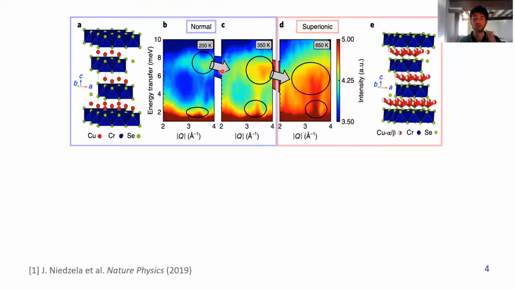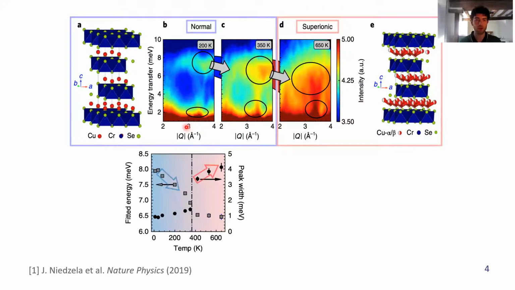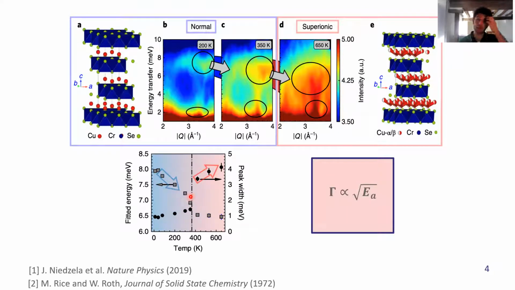And so what they did in this study is they monitored the vibration properties of this 8 milli-electron volt mode, which corresponds to copper, and monitored it across the superionic transition. For reference, they also monitored this acoustic mode, which doesn't change much as we increase temperature. Going into the details of what they observe is a decrease in fitted energy for this 8 milli-electron volt mode, which is proportional to frequency. And so there's a decrease in frequency, but in fact, this gamma is proportional to the square root of the activation energy barrier. So there's the flattening of the potential energy surface as we go closer to the superionic transition.